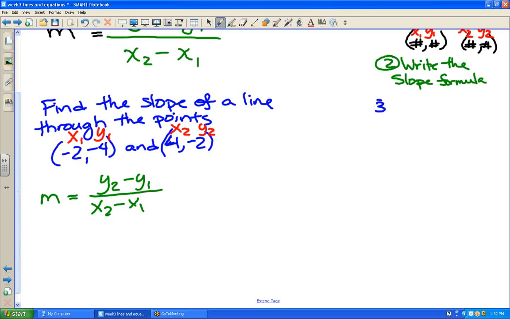Step 3, use parentheses. Okay, shorthand for parentheses. And plug in the numbers.